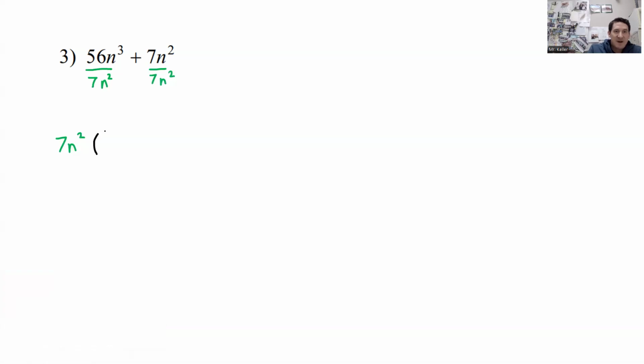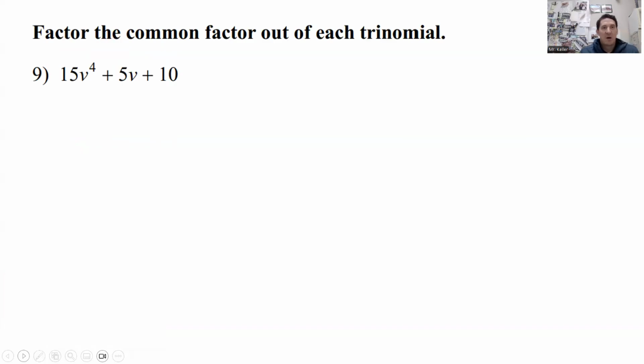Inside, 56 divided by 7 is 8. n cubed divided by n squared is just n. Plus 7n squared divided by 7n squared: whenever you divide something by itself, it's 1. So we put in a 1. And that's it. We're going to skip ahead a little bit.